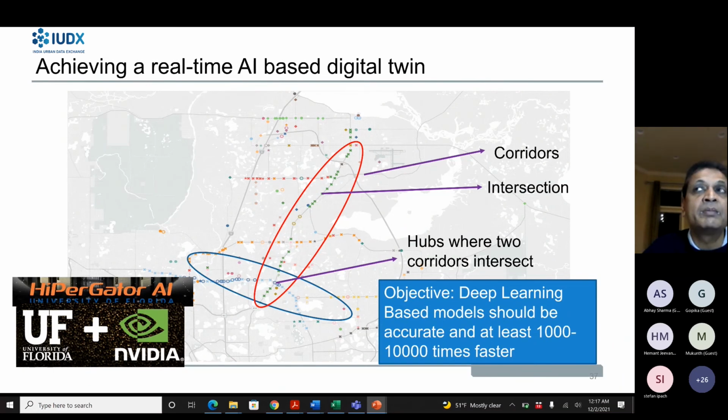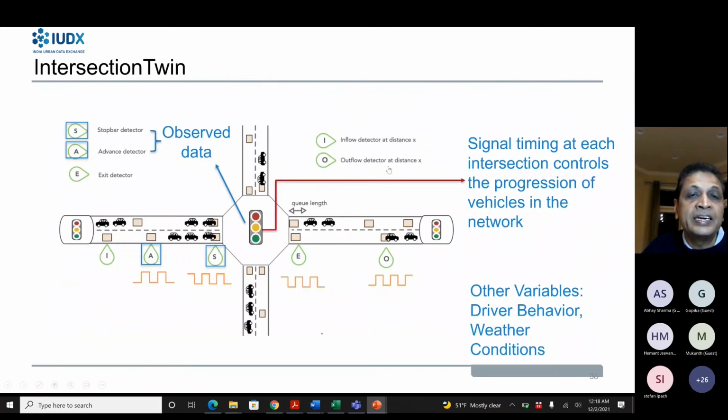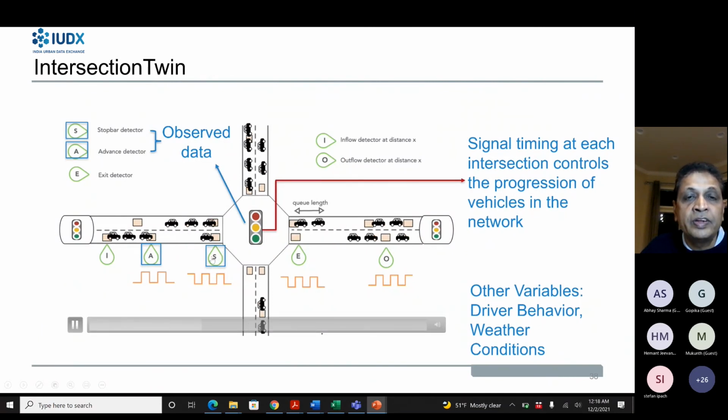Generally, a network is nothing but a cluster, if you may. In this particular case, a network may be corridor 1, corridor 2, corridor 3, corridor 4. Most cities are, if you may, based on this kind of transportation network. Like for example, on an intersection twin, the interesting part is that, as I was pointing out, we are observing data here, we are observing data here, and we also have data for the signal timing.